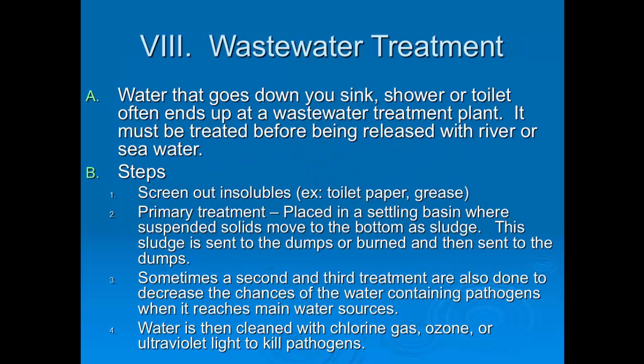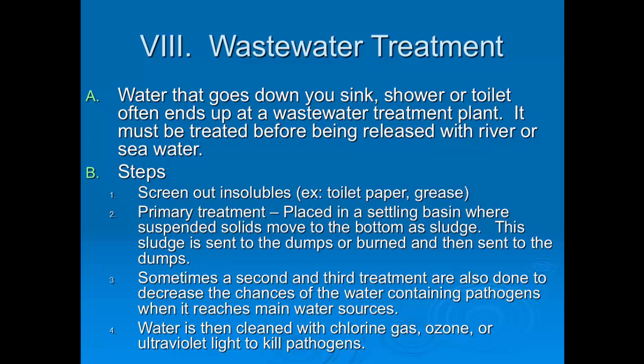So how do you treat wastewater? Water that goes down the sink, shower, or toilet often ends up in a wastewater treatment plant. And it's got to be treated before it's released to a river, ideally, or to the ocean. And it also has to be treated if it's going to be turned into drinking water. So this is the way they do it.